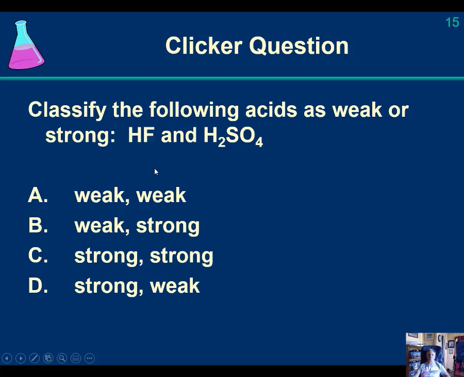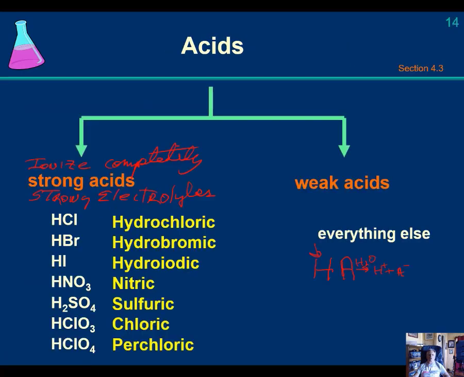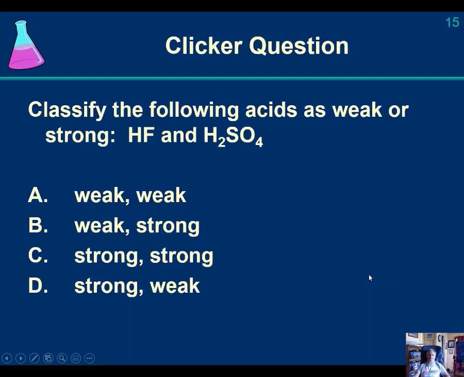All you have to do is back up the video or look at your PowerPoint notes. Here are your 7 strong acids. Every other kind of acid is a weak acid and a weak electrolyte, by the way. And so HF, this is hydrofluoric acid. It's not on the list of strong acids, so that means it's a weak acid.